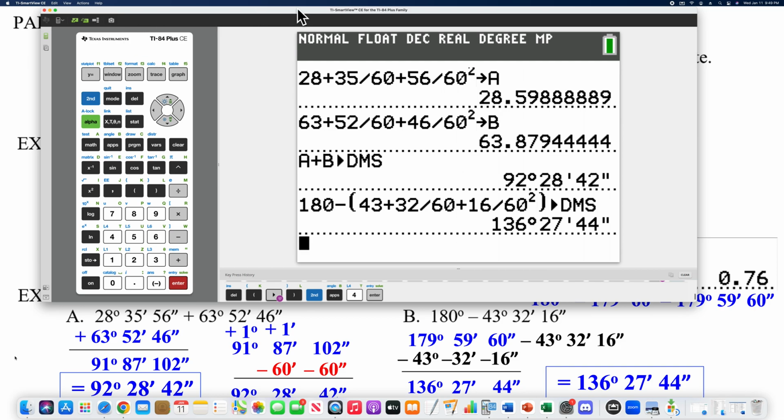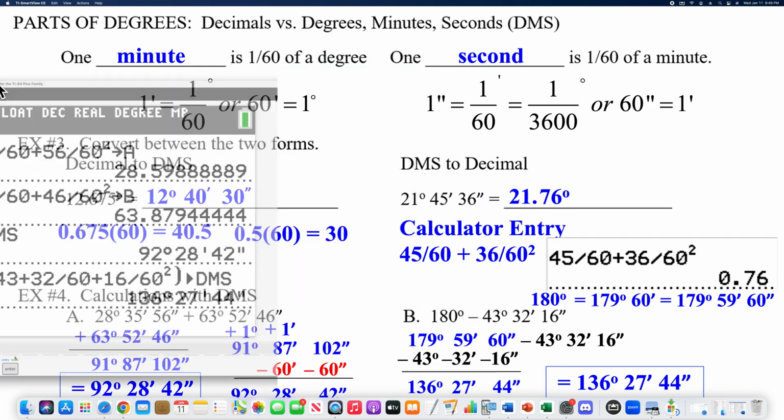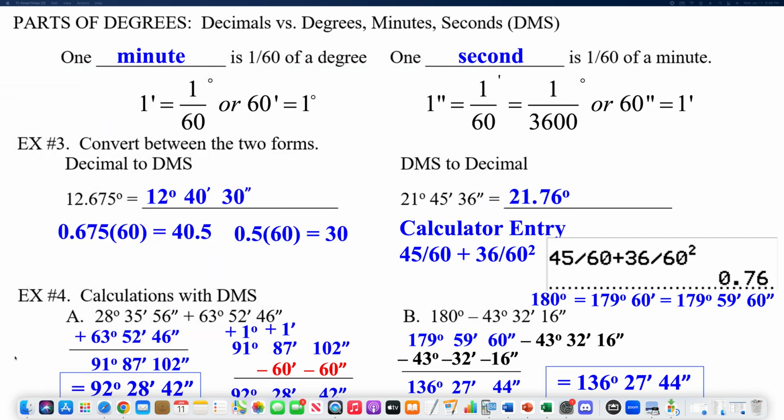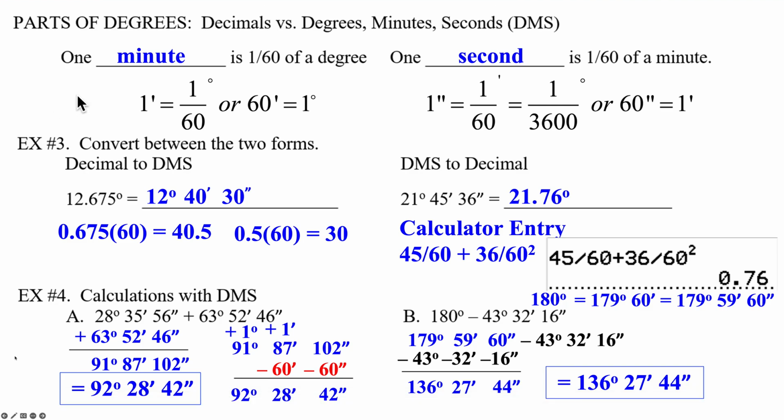So again, a calculator can be used to grade and check your answers, and I encourage that. Just don't use it to find your answer.